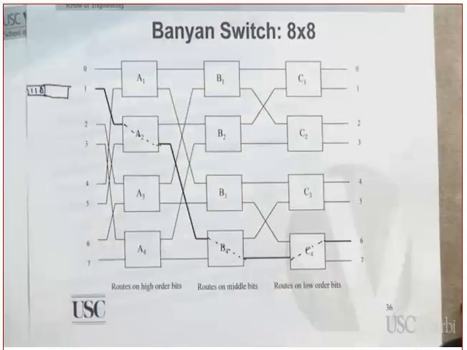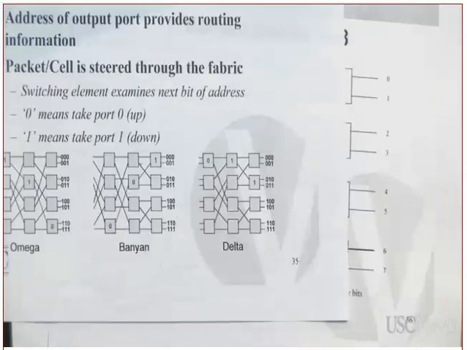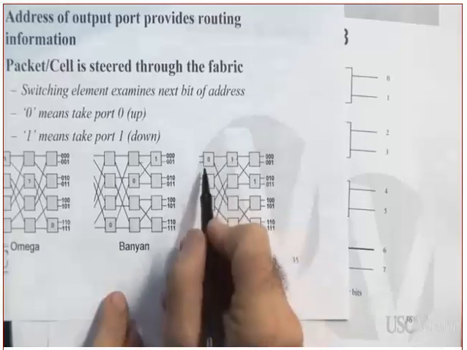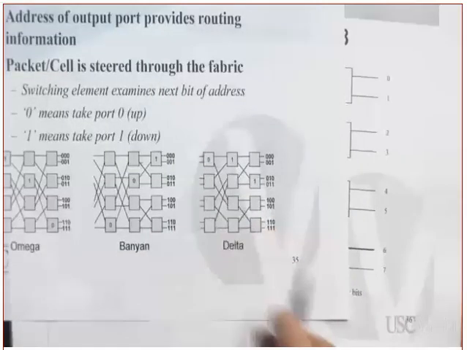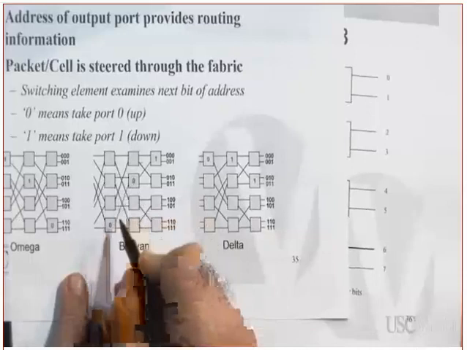Okay. Now, let's look at the Banyan switch just as an example, as a representative. What do I have? Each stage consists of N over 2 units. How many inputs do we have in this case? In this case, we have 8 inputs. Each one is a 2 by 2, which means I have 4 of them. In general, we have N inputs. How many units in the first stage? N over 2. Why? Because each one of them is a 2 by 2.